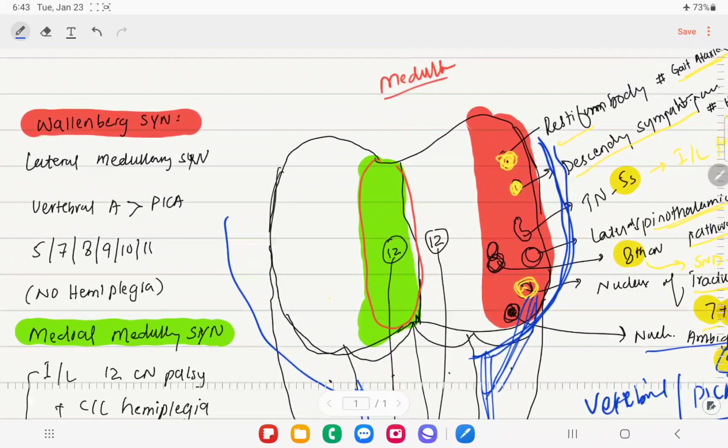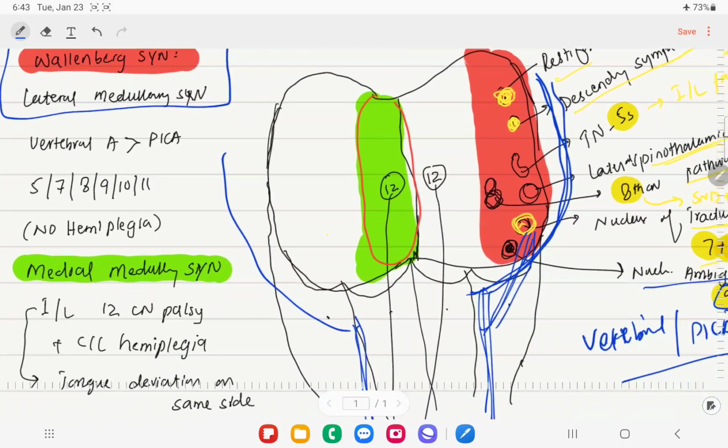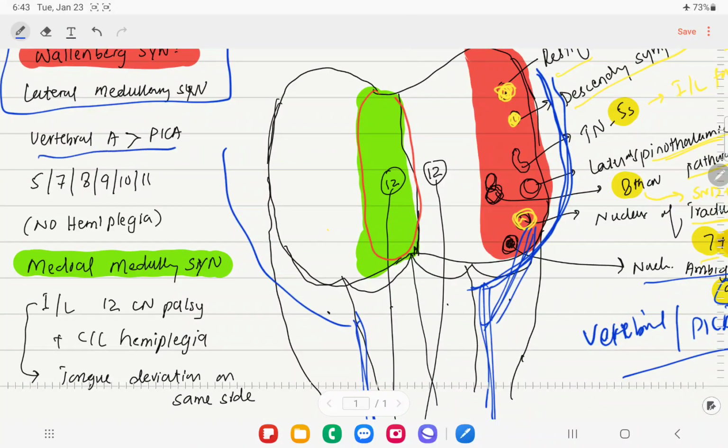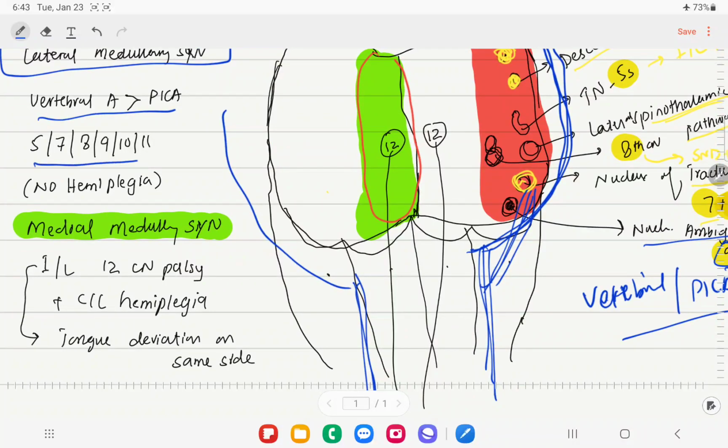Basically lateral medullary syndrome is also known as Wallenberg syndrome. Mostly we'll have the vertebral artery involved. We'll have the various nuclei involved in these patients, and there will be no hemiplegia in these patients. So that's all about the lateral medullary syndrome.